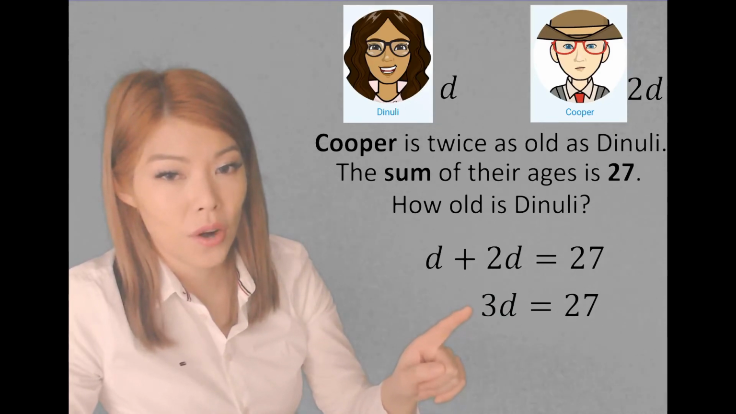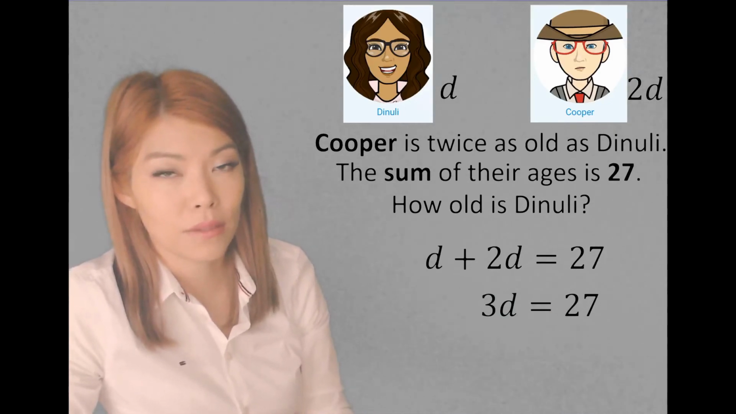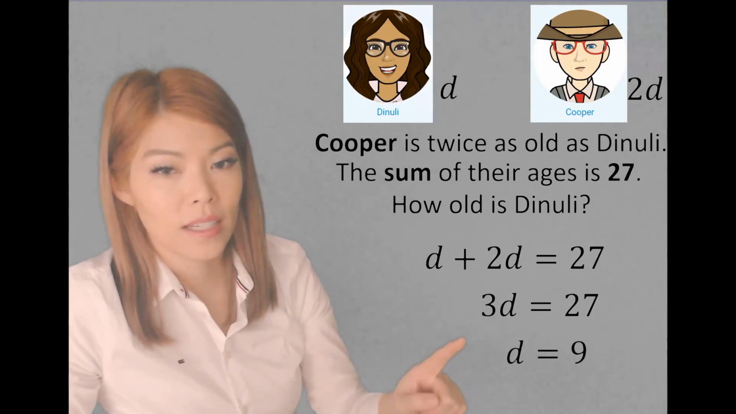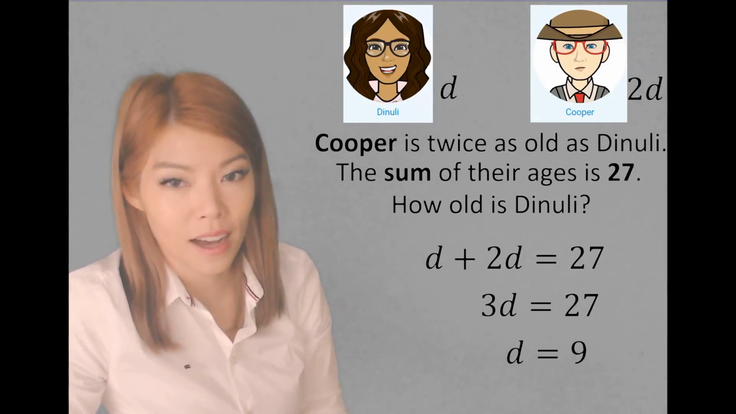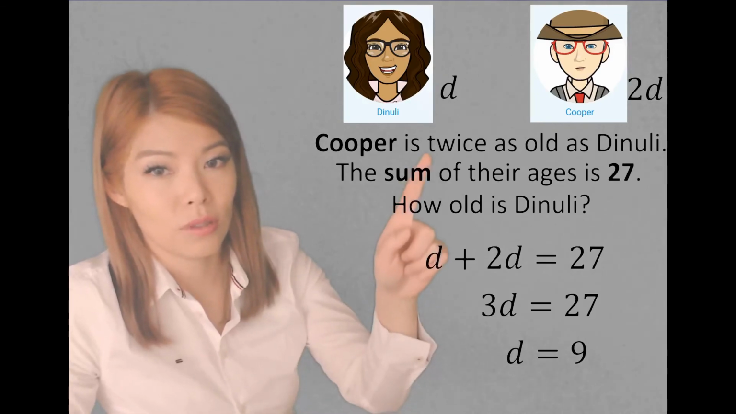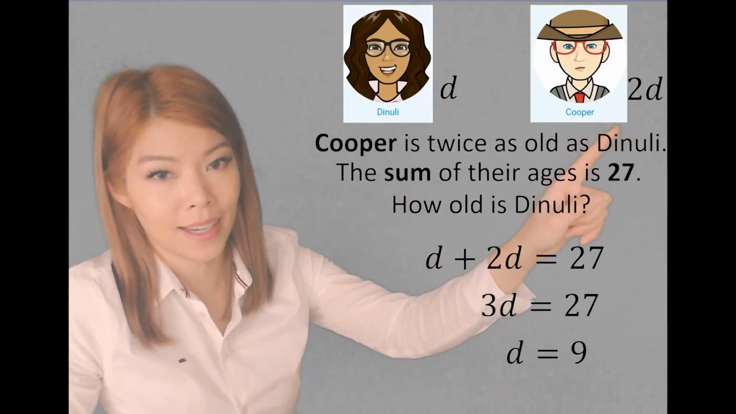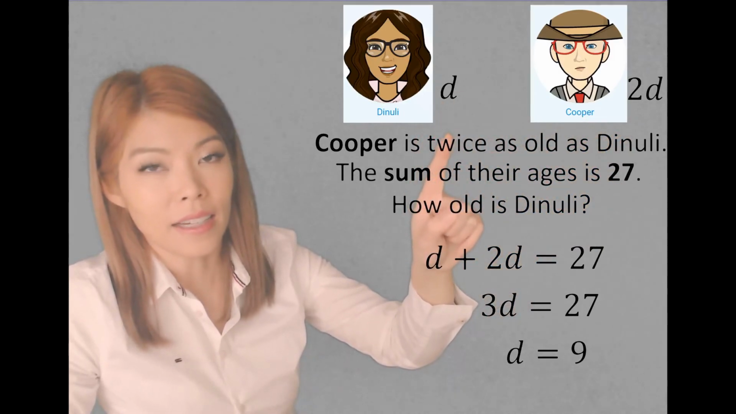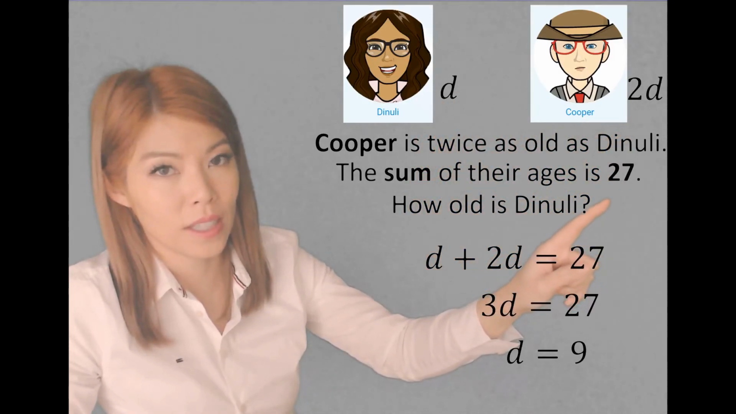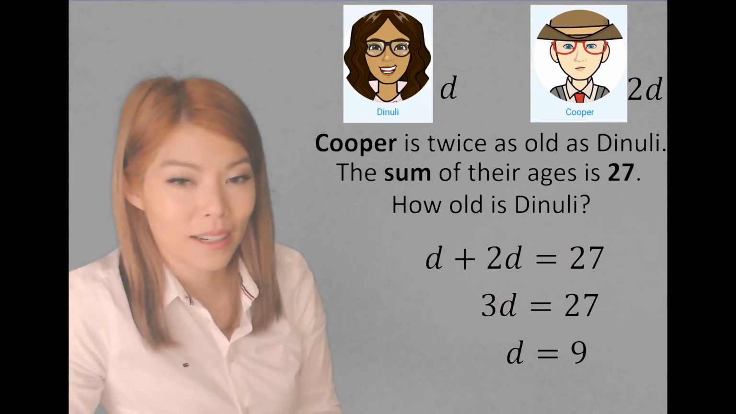Getting rid of the 3 can be done by dividing by 3 on both sides. So we get D, or Dinuli's age, to be 9. And double check. So Dinuli's age is 9, then Cooper would be 2 times 9 is 18. 18 and 9, does that add up to be what we want, 27? Yes, it does. So we're correct.